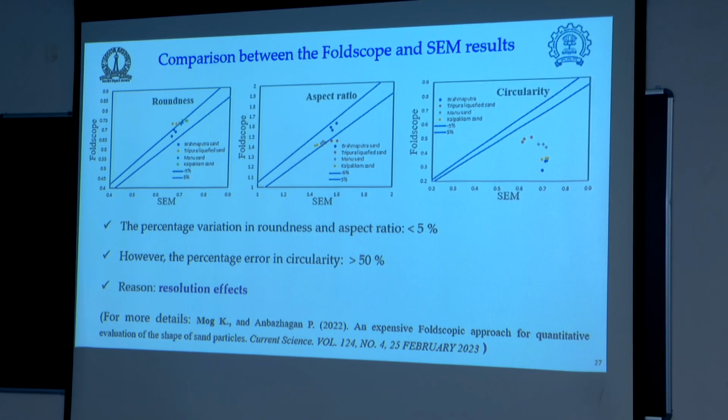What is the cost of Foldscope? 500 rupees. It is sustainable. What is the cost of SEM? It is more than 50 lakhs to 1 crore. So definitely you can go with that.